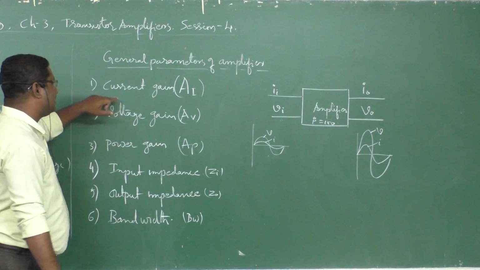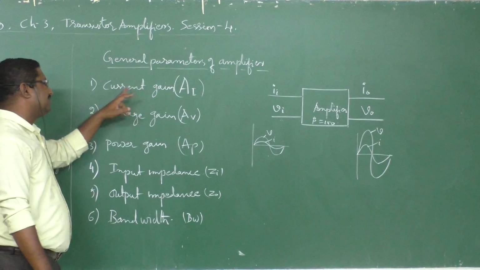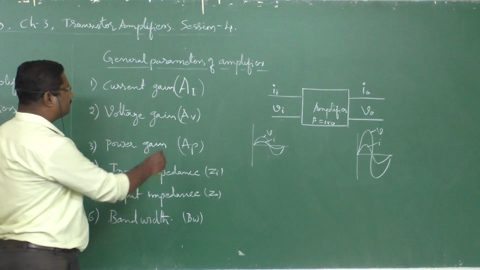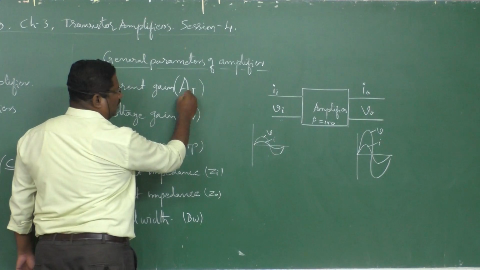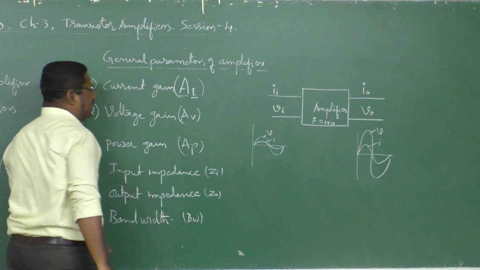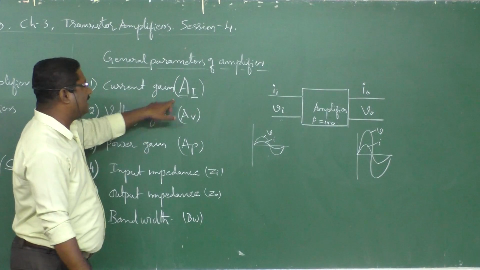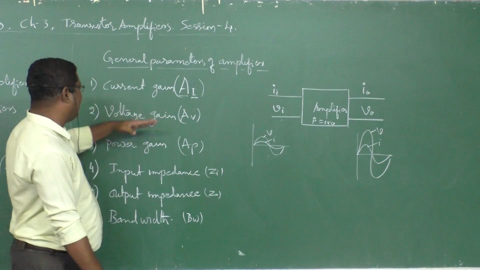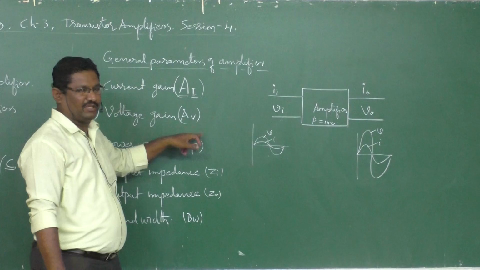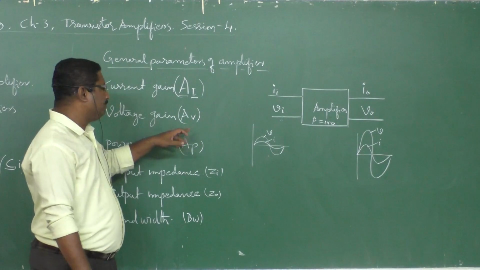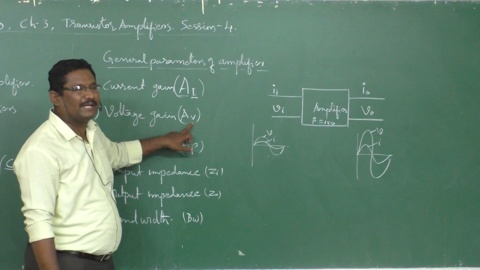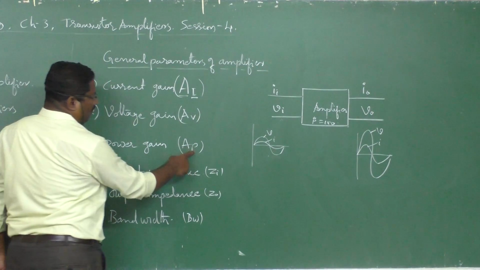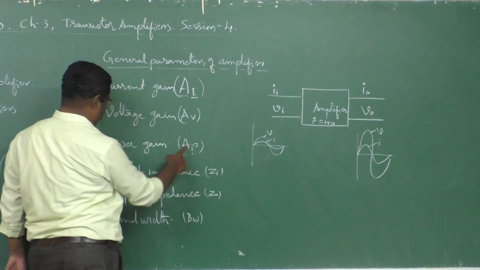What are those parameters? Number one is current amplification: I stands for current, A stands for gain, AI, with A as the main symbol and I as the subscript. Whenever you see AI, you must understand current amplification. Similarly, we come across voltage amplification, AV, with V as the subscript, and power amplification or power gain, AP.